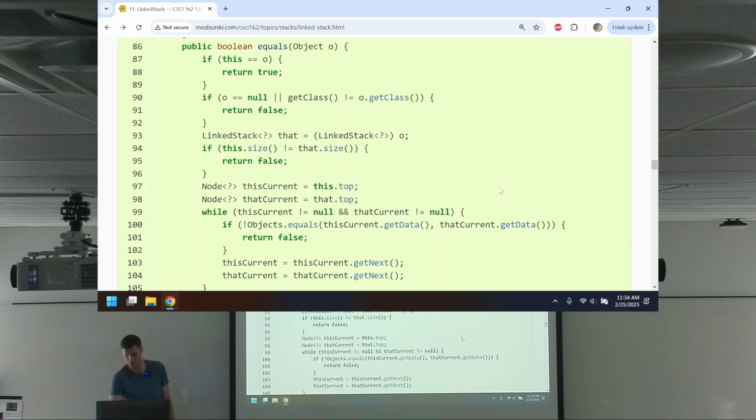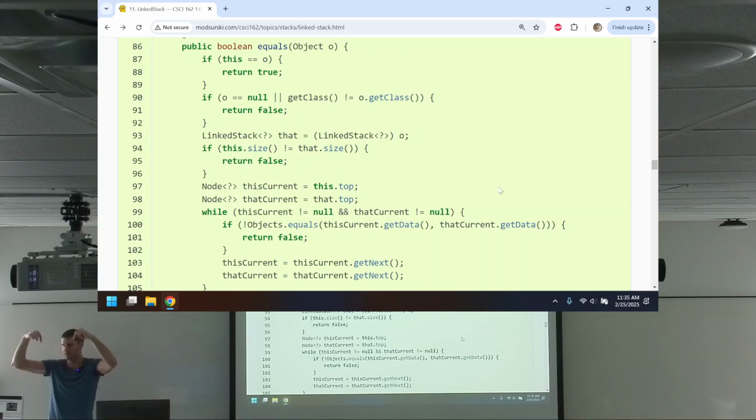And then our equals, we've got our checks. Is it the same thing? Is it null? Is it even the same class? If they are, first check if their sizes are the same. If their sizes aren't the same, they're not equal. No sense checking further. But if their sizes are the same, create a little iterator references.